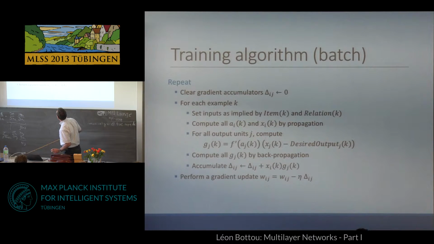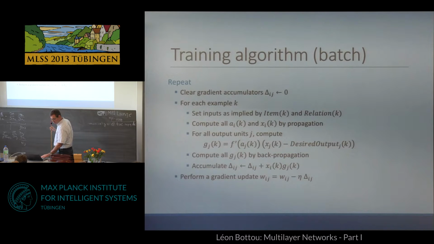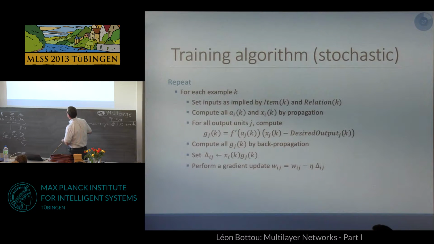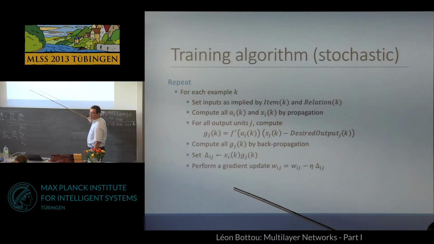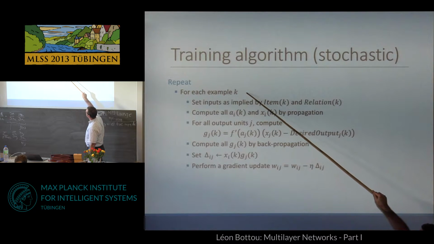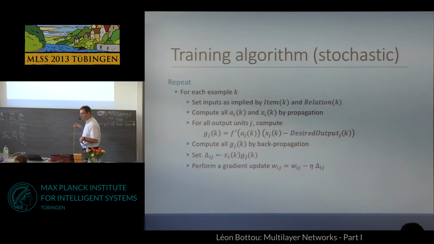So that's what we call backpropagation. You go propagation, backpropagation, forward, backward, and it's done. So it's quite quick. You have the stochastic version. For each example k, instead of summing over all examples, you take each example k, you do the forward operation, the backward operation, and you update immediately, instead of accumulating over all examples. Anyway, you train that way.